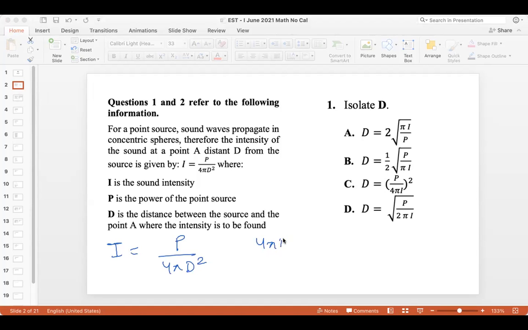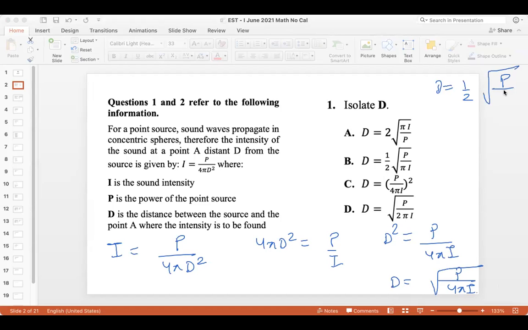So 4 pi d squared would be P divided by I. So d squared would be P divided by 4 pi I. So d will be the square root of P divided by 4 pi I. Now, if I take 4 outside the square root, then I can say d is 1 by 2 square root of P divided by pi I. So 1 by 2 square root of P divided by pi I, option B.